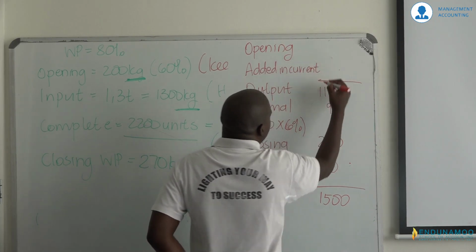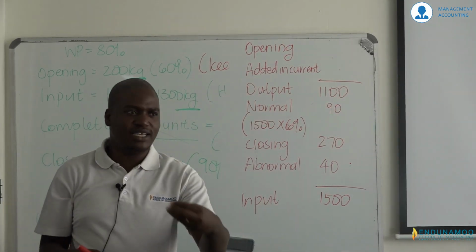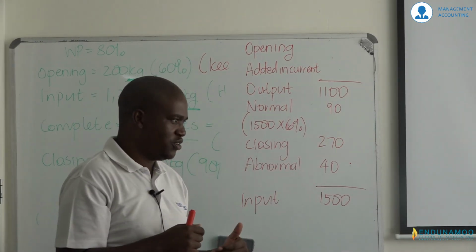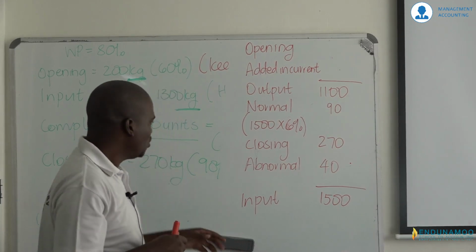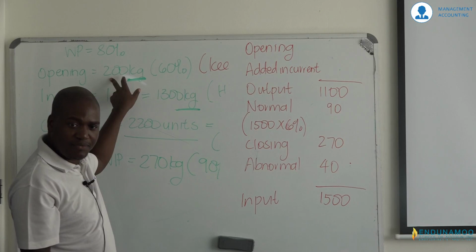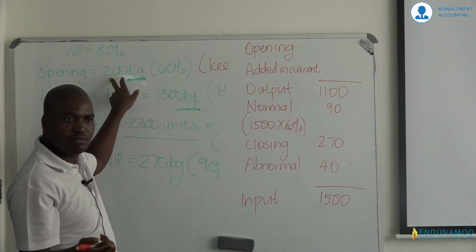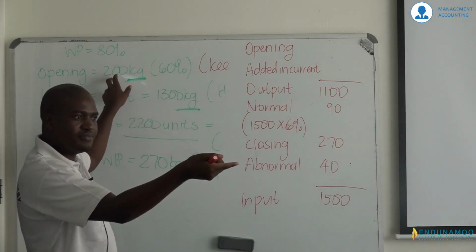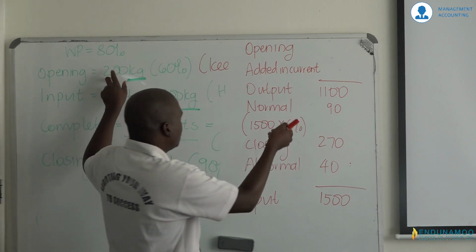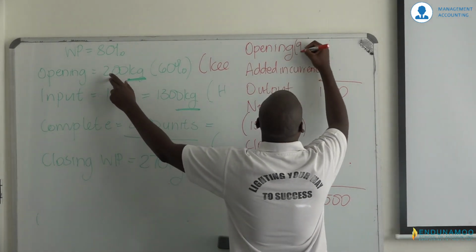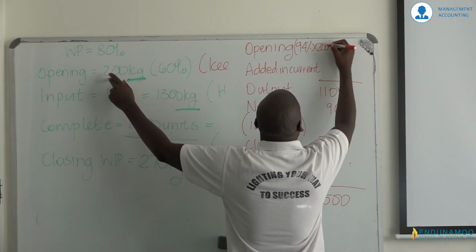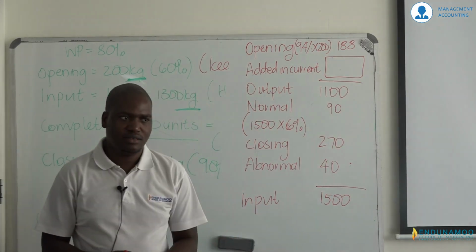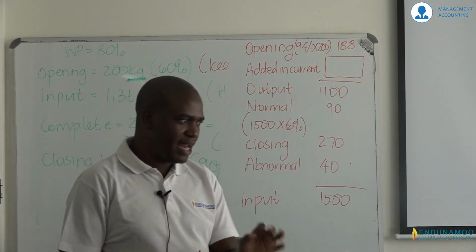So now tell me, out of the 110, how much is coming from the previous period? 200, but you just said to me that we lost something. So we lost how much? So how much will have been completed from the opening stock? So it will be how much? 188. Then let's agree. This is always a balancing figure.